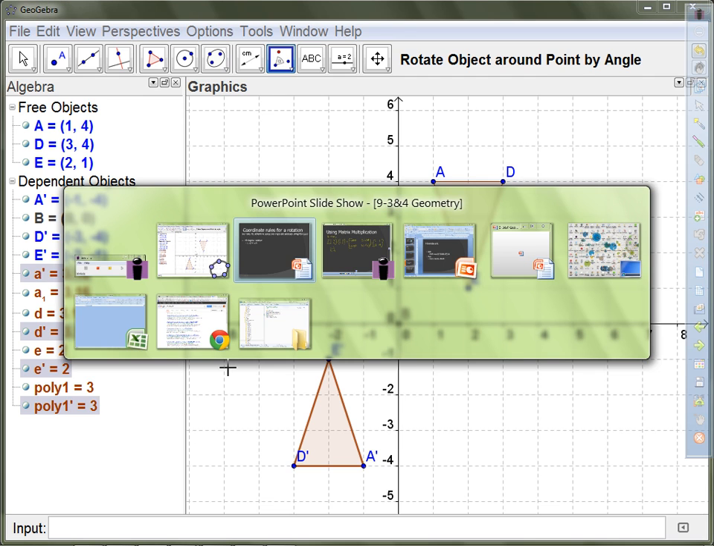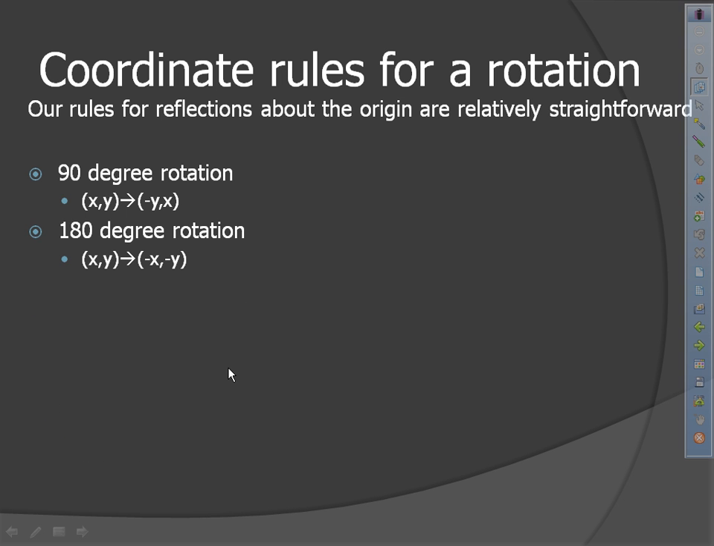All right, so we can notate that one. That's excellent. So if we're going to rotate 180, instead of switching, we're just going to negate both of them. So our coordinate xy becomes negative x, negative y.